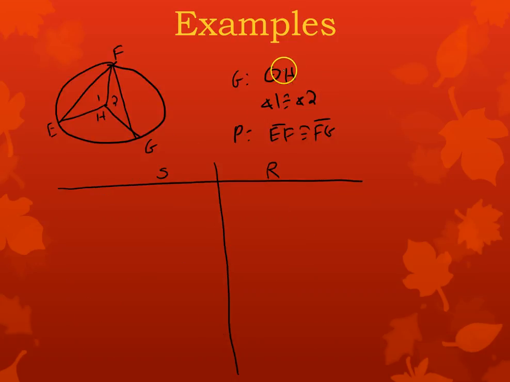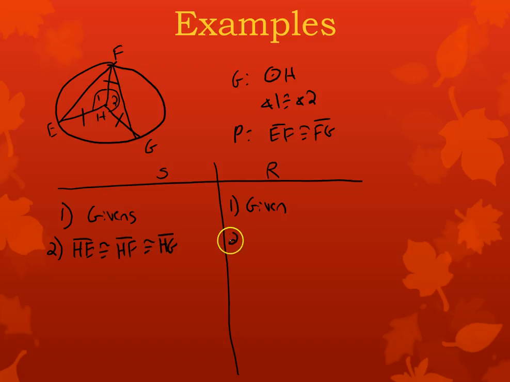So here we have circle H. This is telling us that H is the center of the circle, and that 1 and 2 are both congruent to each other. We want to use all this to prove that EF and FG must be the same. So we have our given statement. Well, if H is the center, EH, HF, HG must all be congruent to each other because those are all radii of a circle. This particular circle at least. So HE, HF, HG are congruent because radii of a circle are congruent.